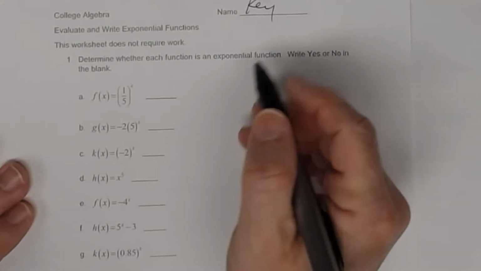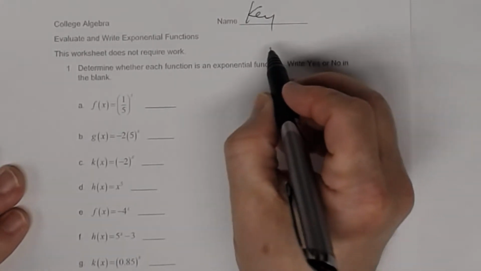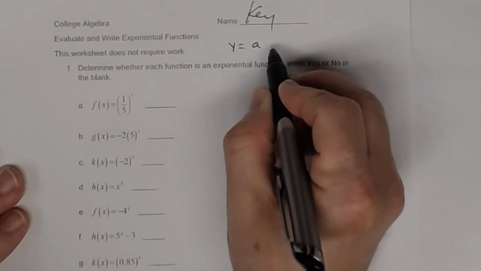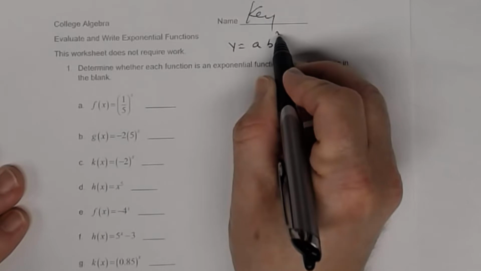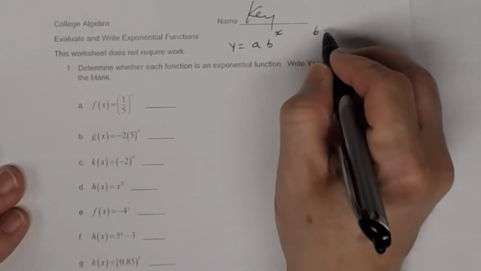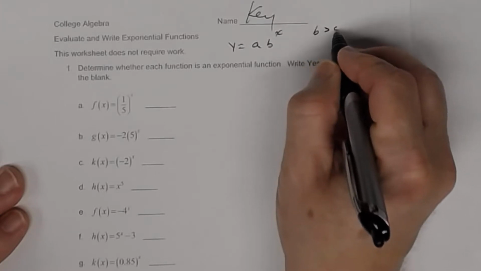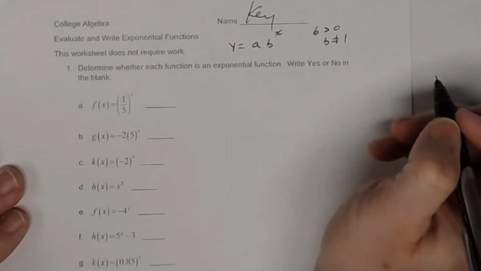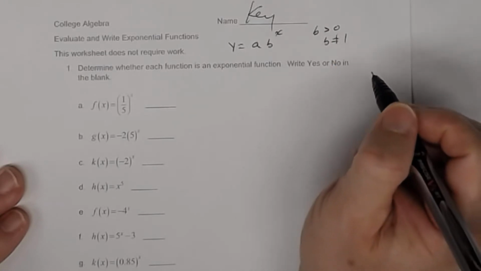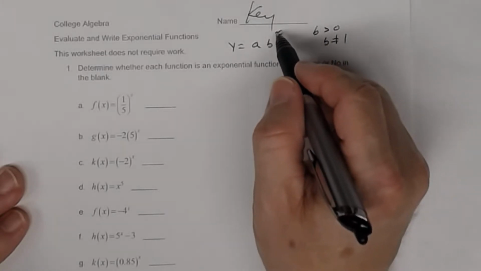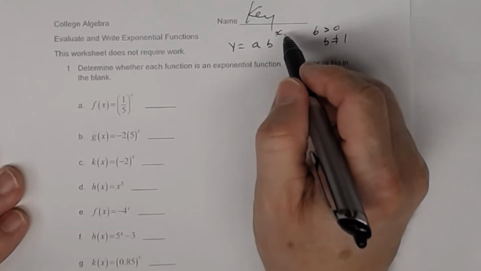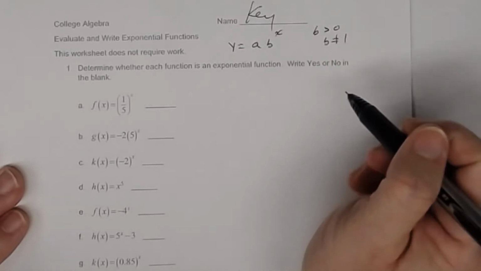So remember, an exponential function has this form: y equals some real number times b to the x power. Okay, so notice the base. Remember, the base must be greater than 0, but it cannot equal 1. So the base has to be positive, and the base cannot equal 1. All right, and the exponent can be any variable expression as long as there's a variable in the exponent.